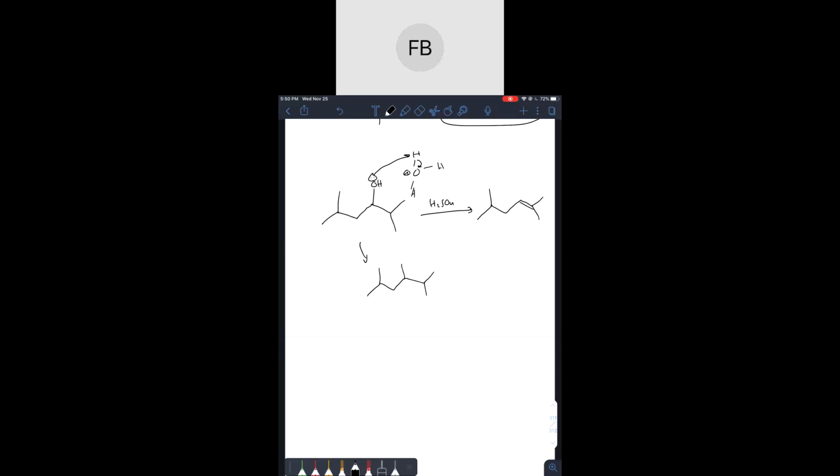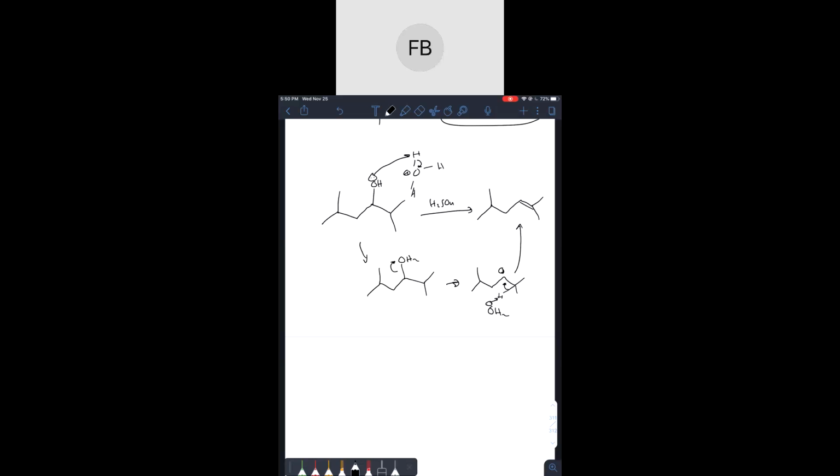So this is just going to be H2O, which is a good leaving group. And then you can draw that carbocation here if you want. Then basically the H2O is going to come back and attack a hydrogen, and that will form a double bond and it'll look like that.